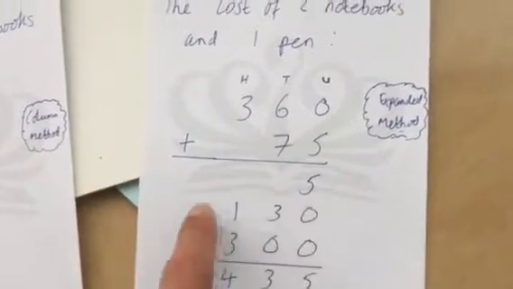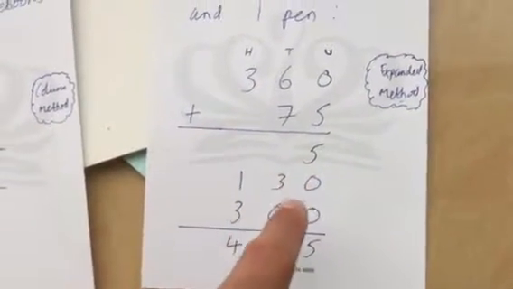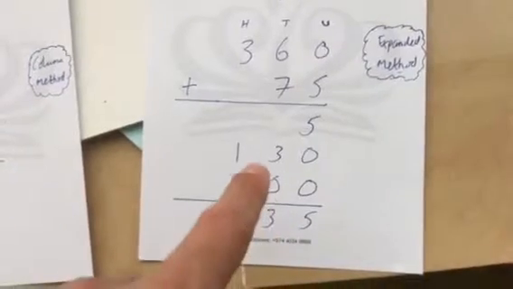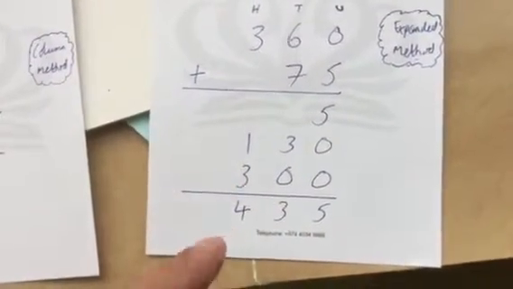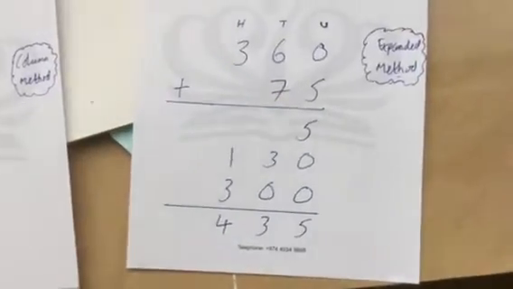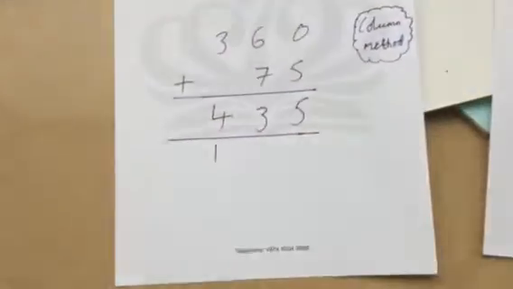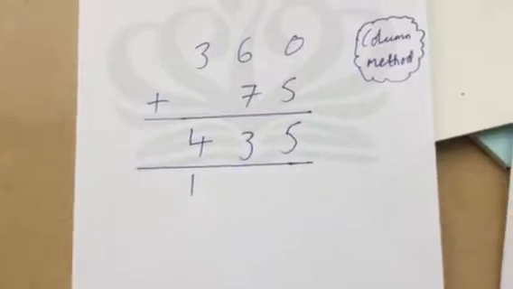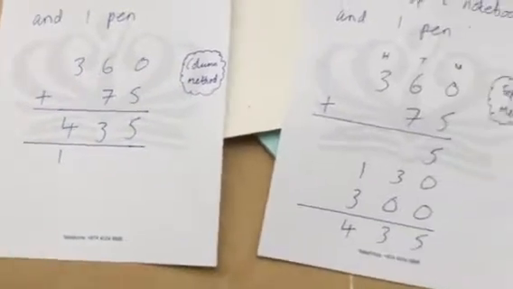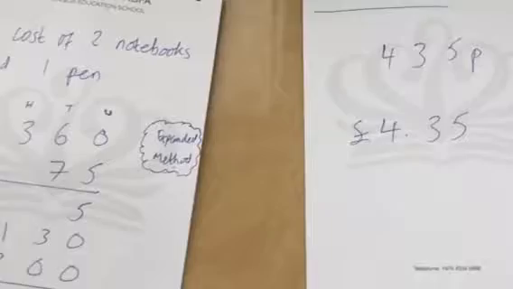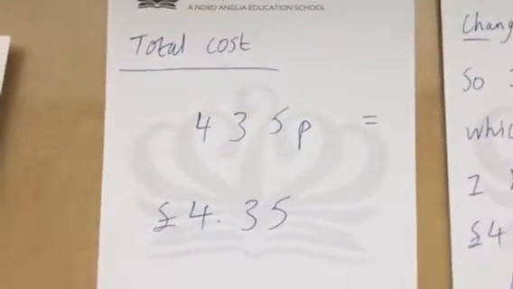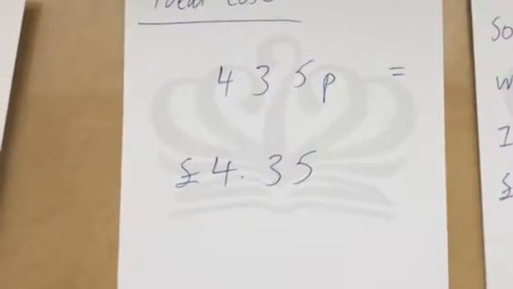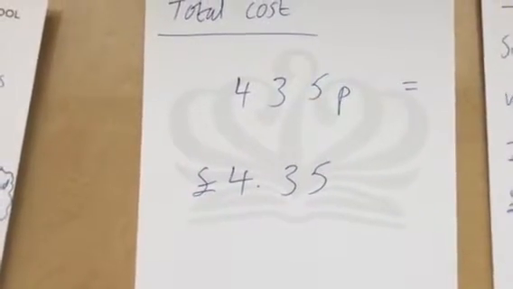And now we add these up. 5 plus 0 equals 5. 3 plus 0 equals 3. And 1 plus 3 equals 4. 435. The same as what we calculated before. So what's the total cost? Well, 435p is the same as saying £4.35. So we know what the cost is.